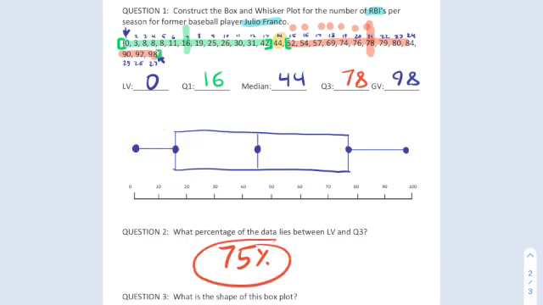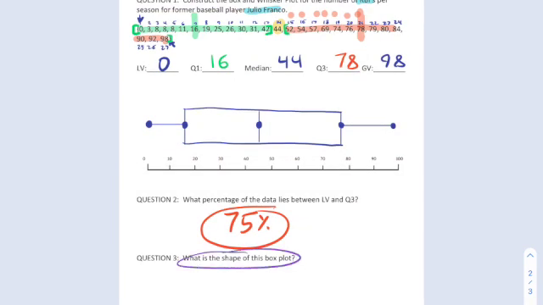So whenever we're asked how much data lies between certain numbers in our 5-number summary, we just need to count up how many quarters that is and add up 25% for each quarter. And lastly here, they ask us about the shape of the graph.